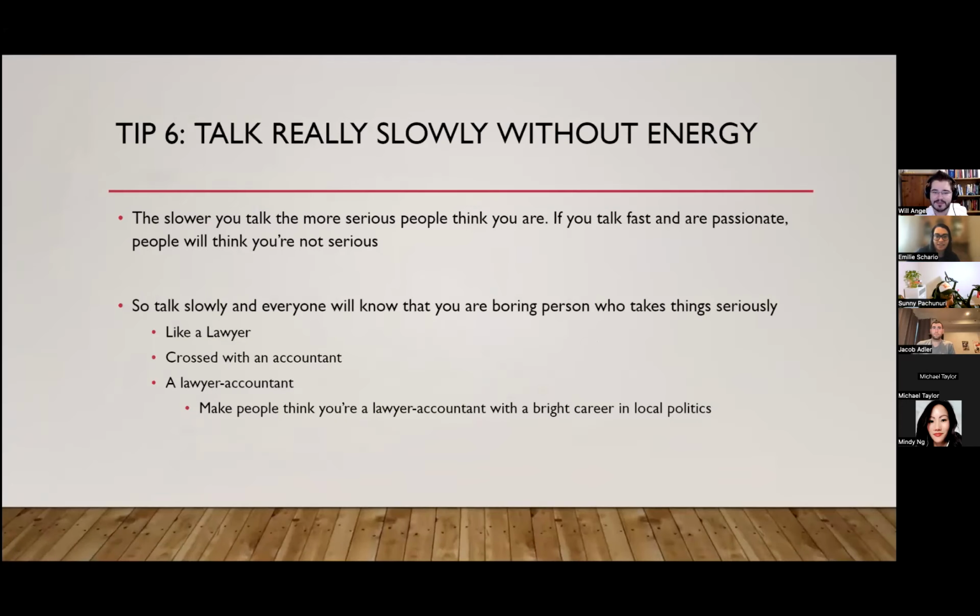So tip number 6 for giving bad presentations is to talk really slowly without energy. The slower you talk, the more serious people will think you are. If you talk fast and are passionate, people will think you're not serious. So to give bad presentations, talk slowly, and everyone will know that you are a boring person who takes things seriously, like a lawyer crossed with an accountant, a lawyer accountant. Make people think that you are a lawyer accountant with a bright career in local politics, and you will give the worst presentations that people have ever seen.